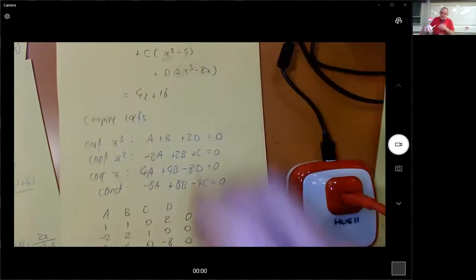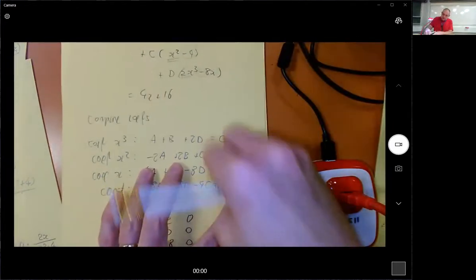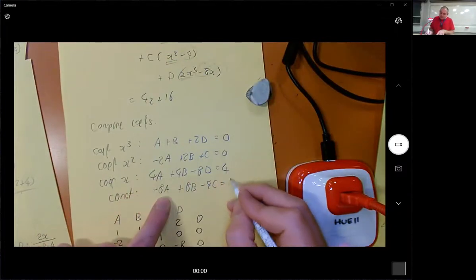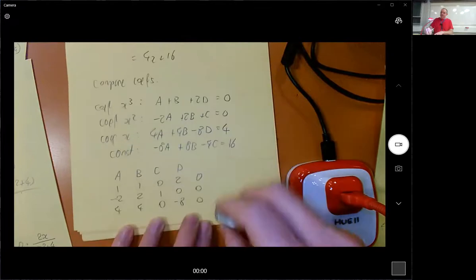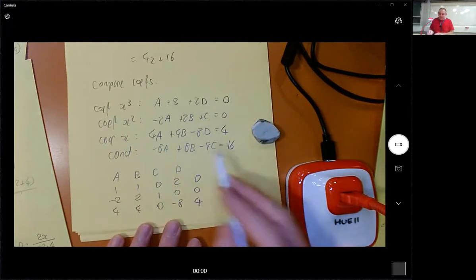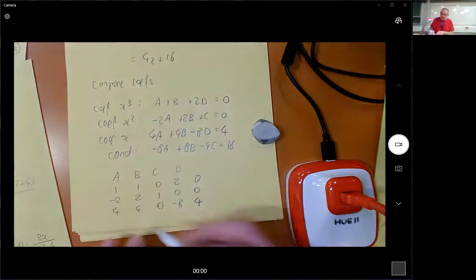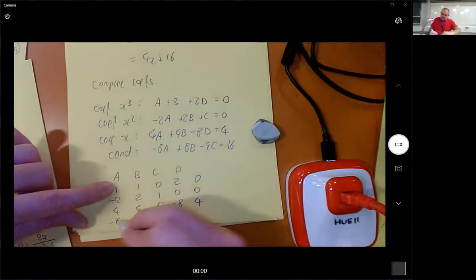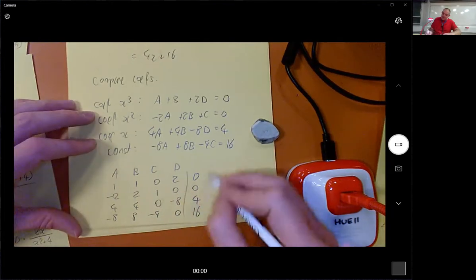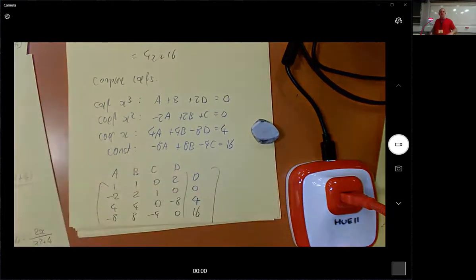This one, damn it, David, stop. They're not all 0. Coefficient of x is 4, and the constant term is 16. Damn it. I just got carried away there. Yeah, coefficient of x is 4. And so this will be minus 8a and 8b and minus 4c. So that is 16. And if I row reduce that matrix, it will tell me what a, b, c, and d are.